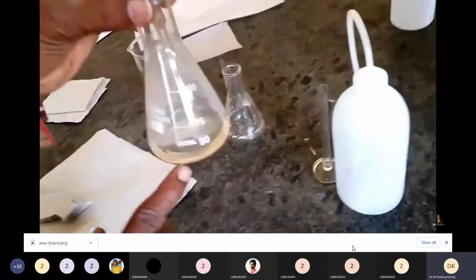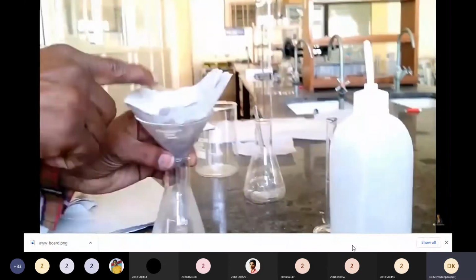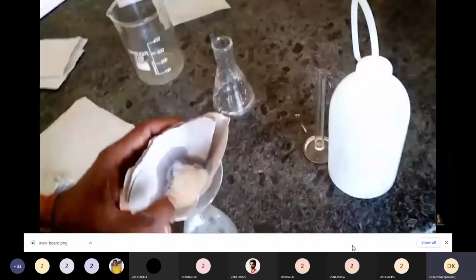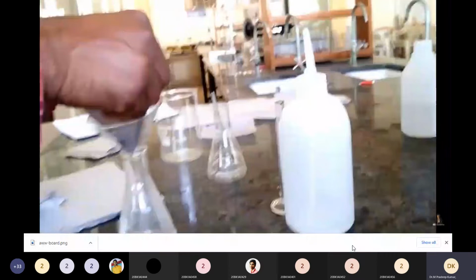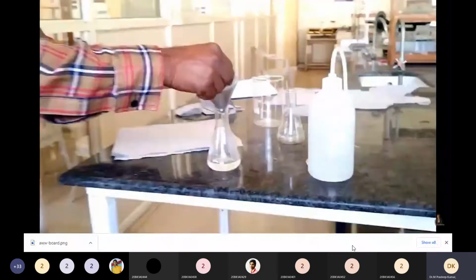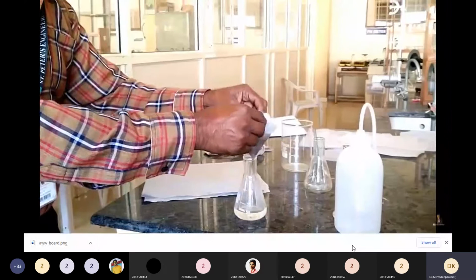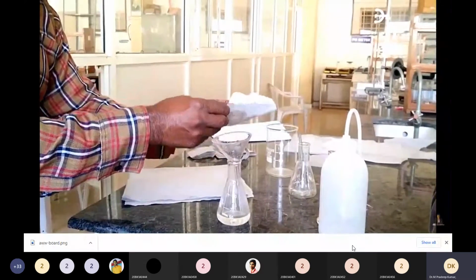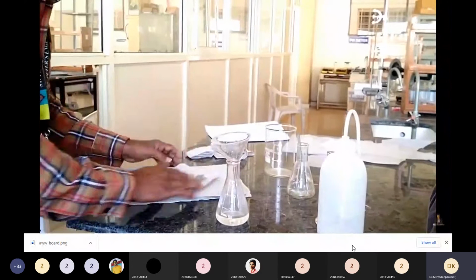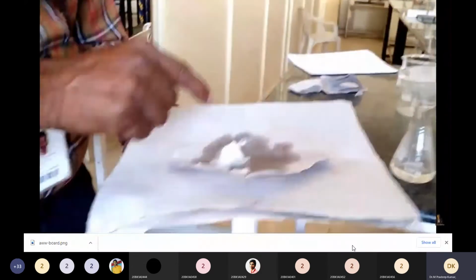Now this filtrate contains the water as well as acetic acid, because the acetic anhydride decomposed. Now our aspirin compound is on the top. So now we have to take this compound and keep it in the oven for half an hour for drying. This is the crude aspirin compound with some water in it.